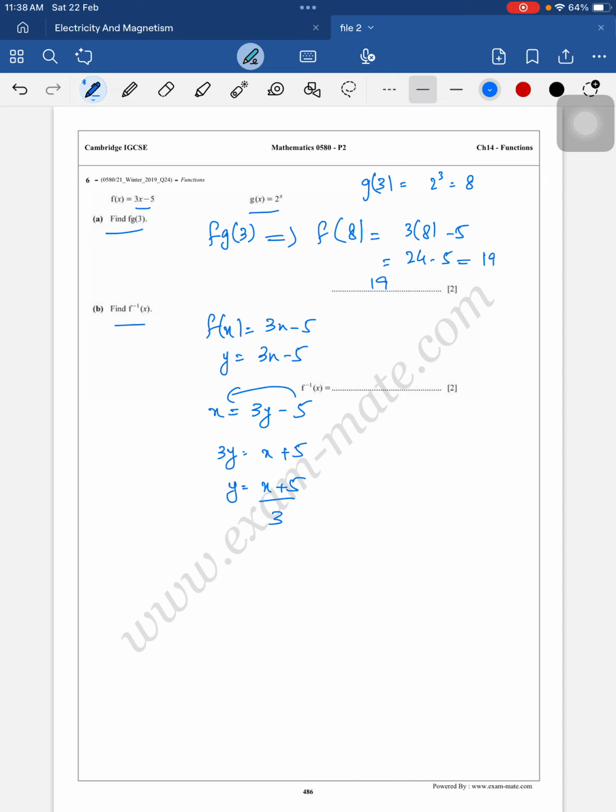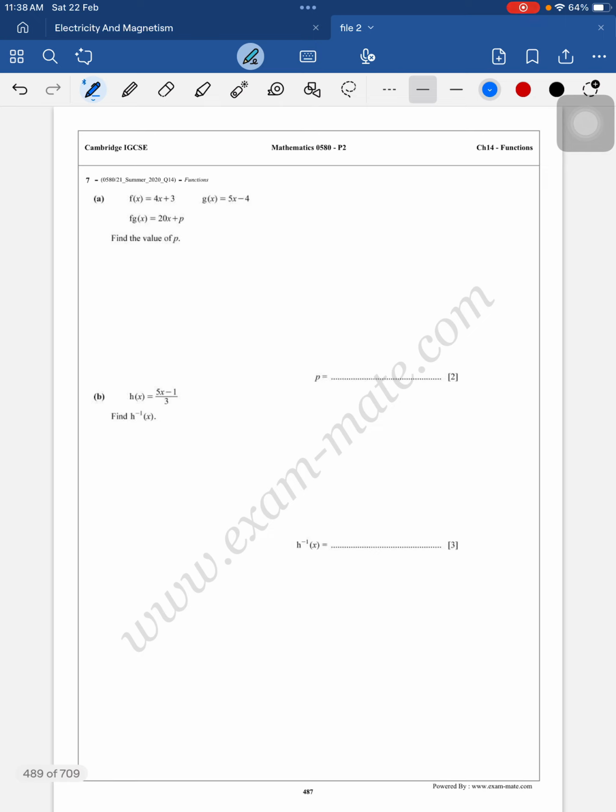Okay, moving to question number 7. We have two functions, f of x and g of x. We are given the value of a composite function fg(x) is equal to 20x plus p. Find the value of p.